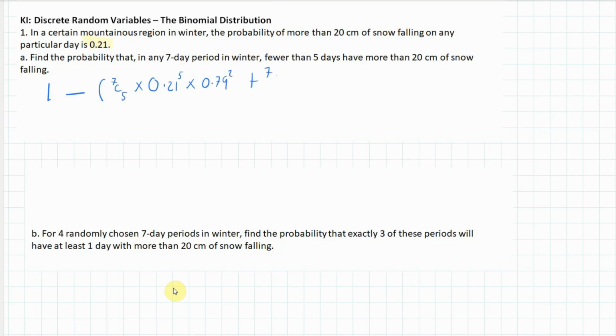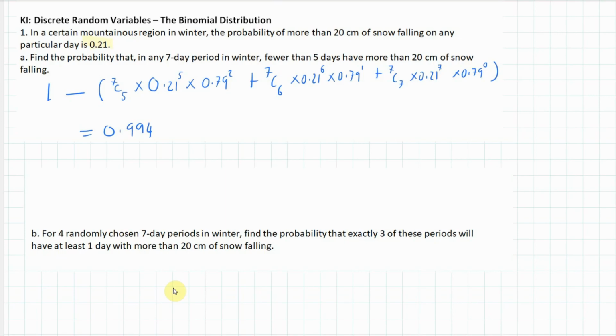Then we've got to think of the situation where we have 6 days, so that would be 7 choose 6, and we'll have 6 days of success, or 6 days of greater than 20 centimeters of snow, and therefore we'll only have 1 day of less than that. And then finally we would have all 7 days having that much snow, so we're going to have 0.21 to the power of 7, and then our failures would be to the power of 0, because there are no days that have that. Now when I chuck this into my calculator, I got 0.994.